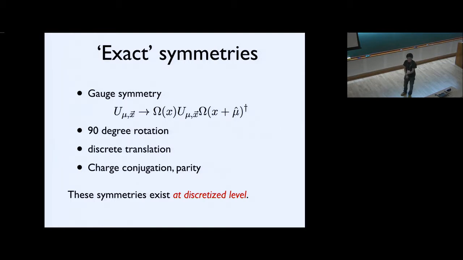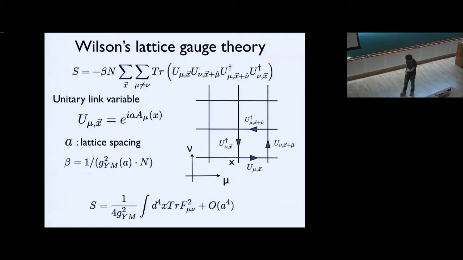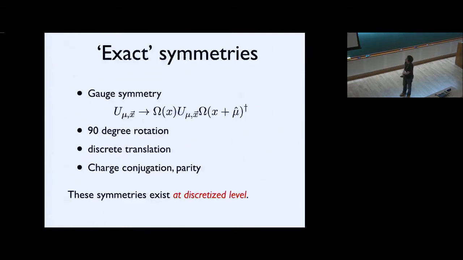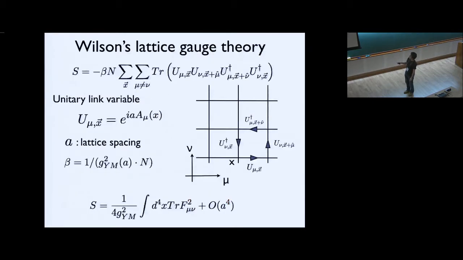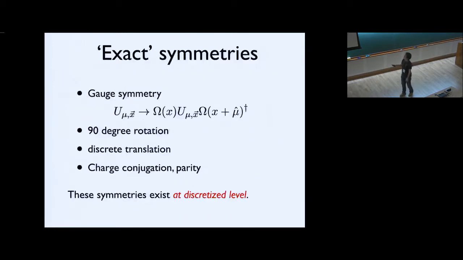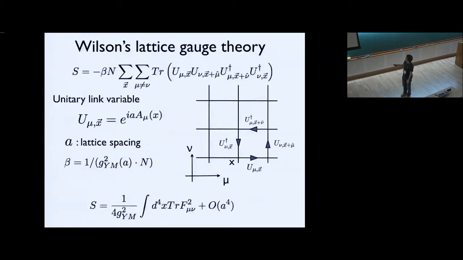The keyword is exact symmetries, and this action has several exact symmetries at the discretized level. So it has a gauge symmetry. We can imagine a gauge transformation by omega of x. This is a unitary matrix living on each site. And for this link variable, we can perform a gauge transformation. So omega acts from the left, omega dagger acts from the right. And omega x is living on this point. Omega x plus mu is living on this point.